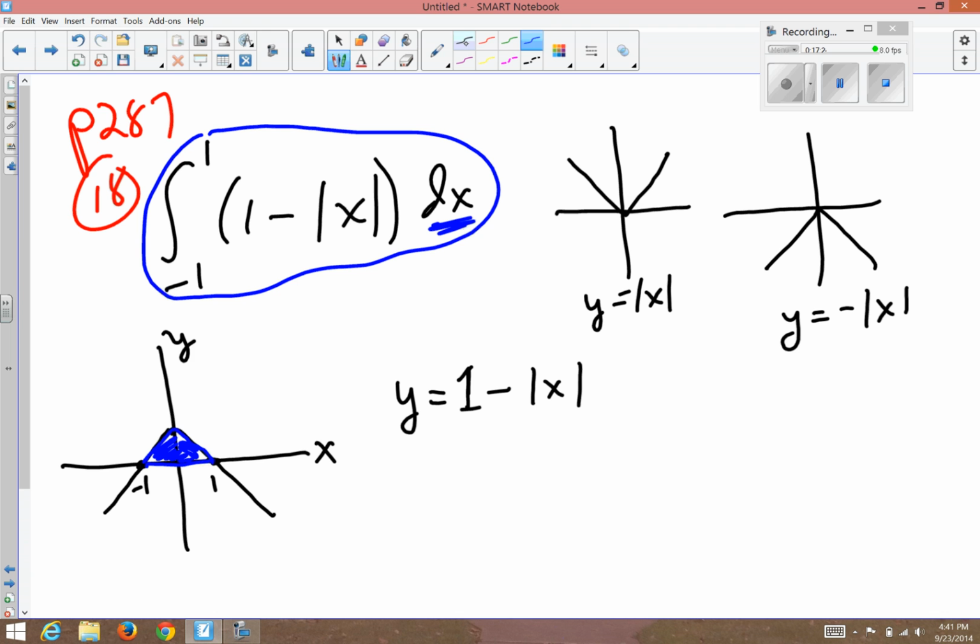And everybody knows the area of a triangle is 1/2 the base times the height. The base of this triangle is 2, from -1 to 1, that distance is 2. The height of the triangle is 1. So the answer to exercise 18 is 1.